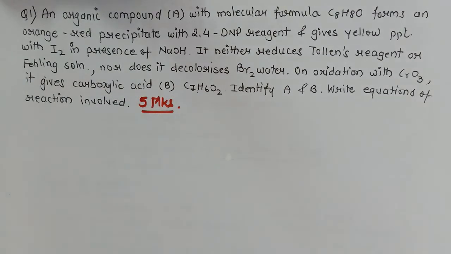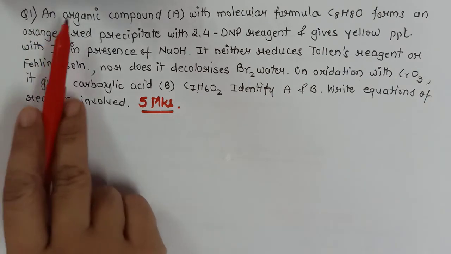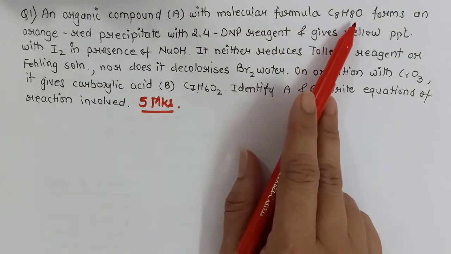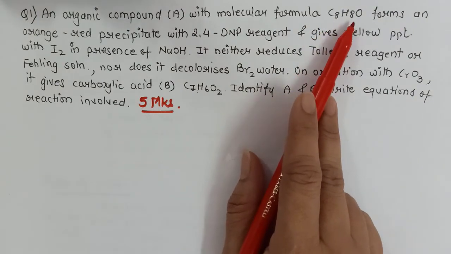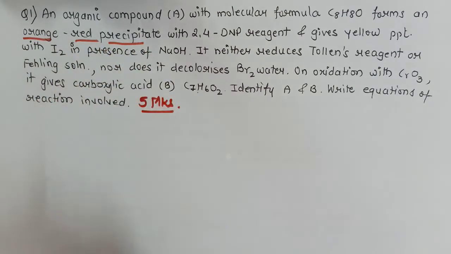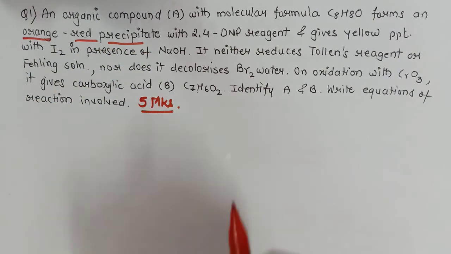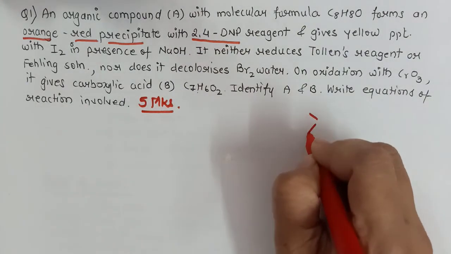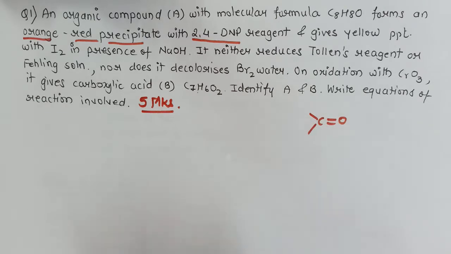Okay, so we will read the word problem, pick up one hint, and accordingly we'll solve our answer. An organic compound with molecular formula C8H8O forms orange-red precipitate. Now since it's an orange-red precipitate with 2,4-DNP, this is the very first hint, and that means the given compound might be a carbonyl compound.